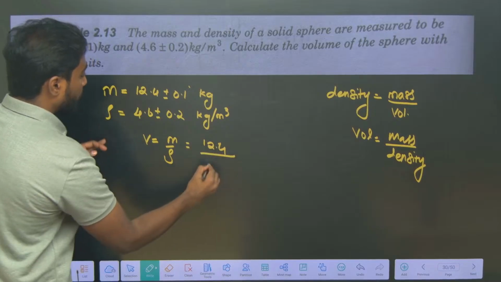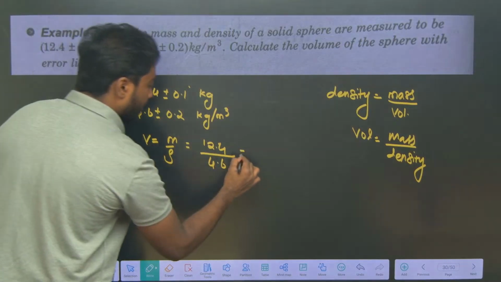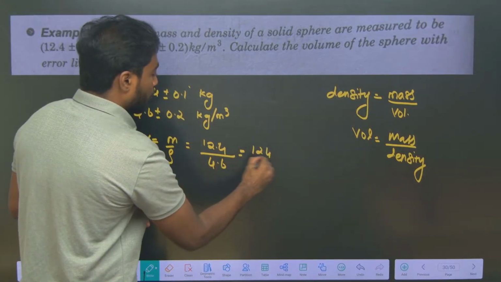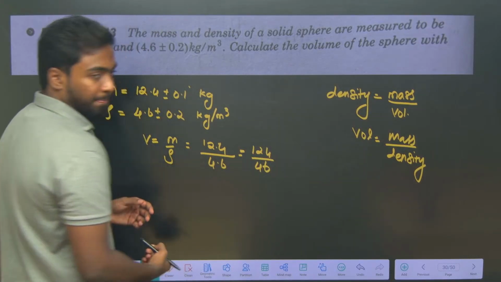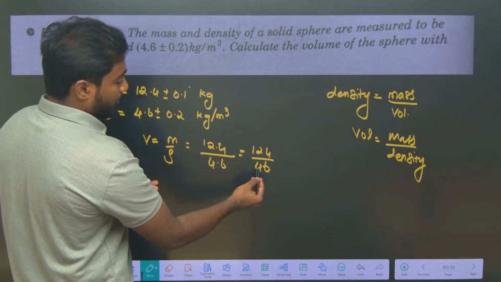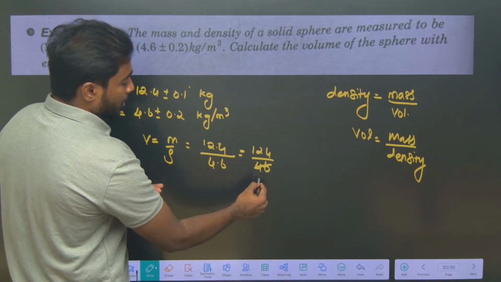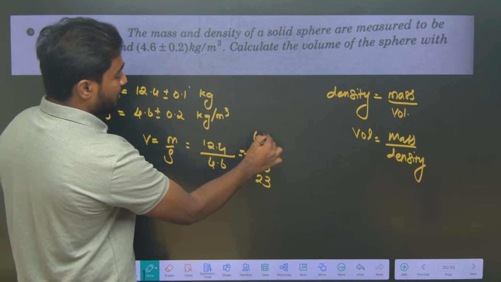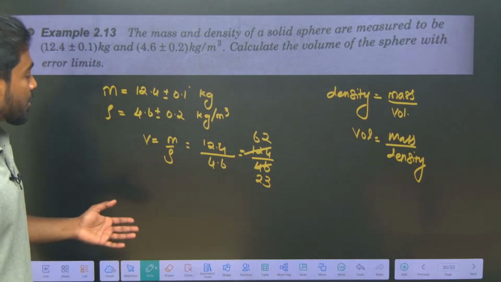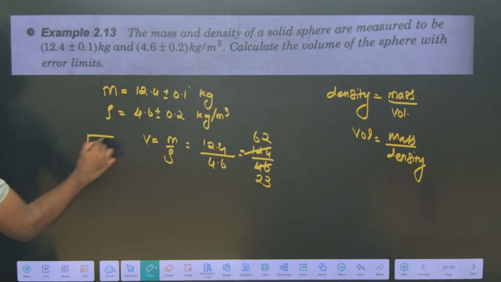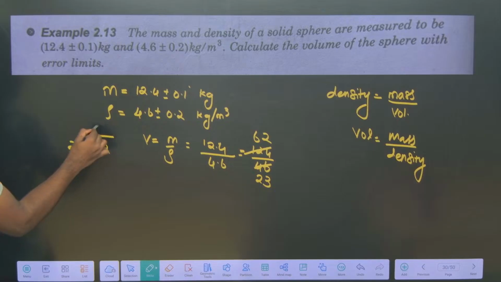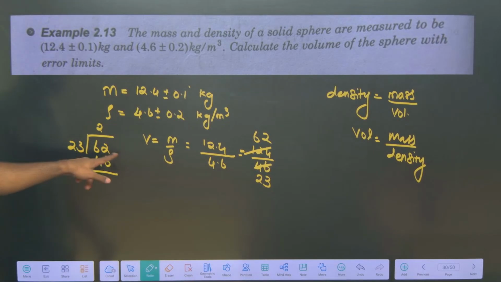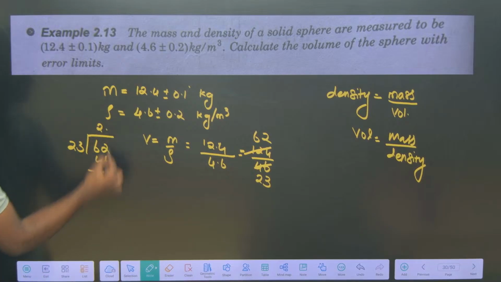12.4. What is rho here? 4.6. First I need to calculate this one. So 124 divided by 46, right? So how much times it will get cancelled off? Like this is 23 times, and this is approximately 62, no? Yes. So 23, 62, so how much? We'll see 62 and this is 23, twice 46. So remaining 6 plus 12 is remaining. So 0.0.